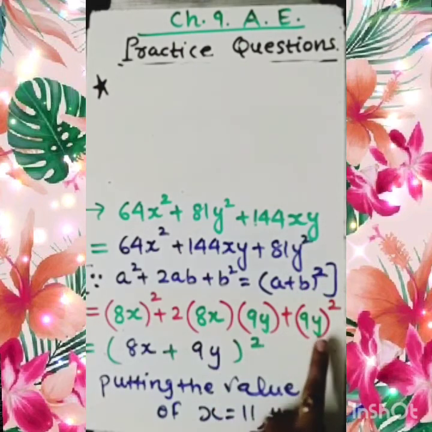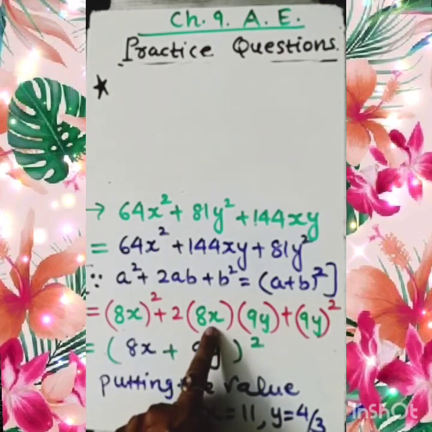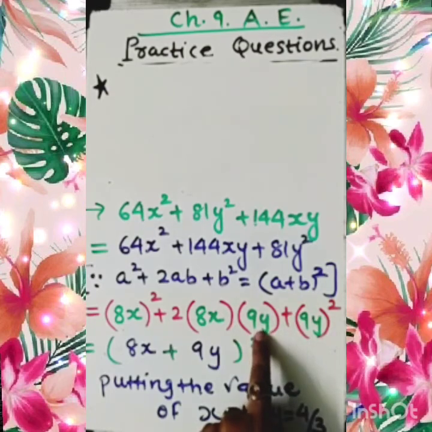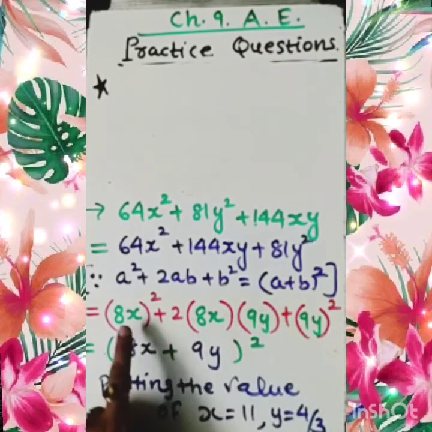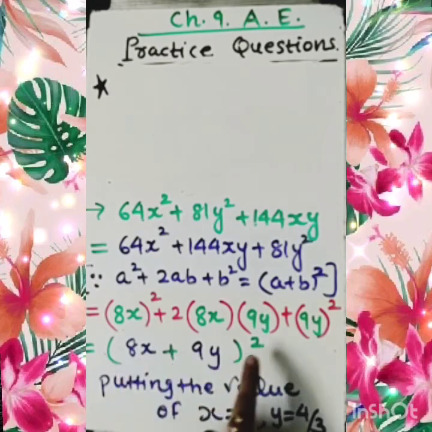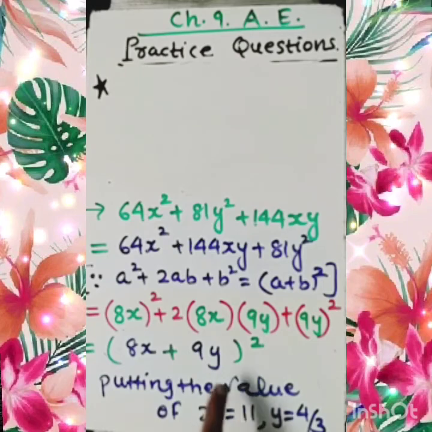So according to this, a equal to 8x. So this same value of a, 8x, I need to write here. And the value 9y I need to mention here. Clear? So dear student, here 8x plus 9y whole square. Fine? 8x plus 9y whole square. So now we are going to put the value of x equal to 11. In place of x, 11 we are writing, and in place of y, we are going to put this value 4 by 3. And let's see the simplification.